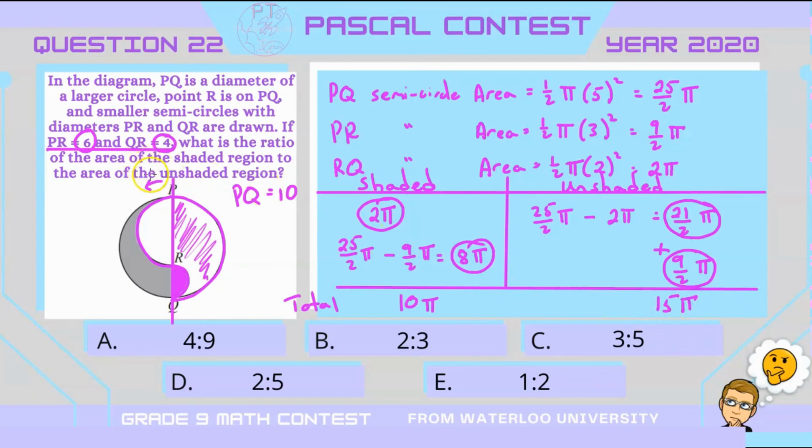Now the question is asking for the ratio of the shaded over unshaded. So we'll take 10 pi divided by 15 pi, so 10 pi over 15 pi. Your pi's cancel, and that reduces to 2 over 3, or a ratio of 2 to 3. The answer is B.